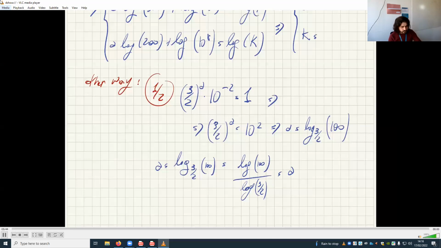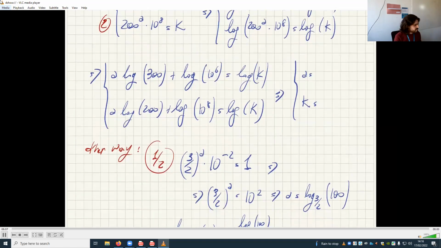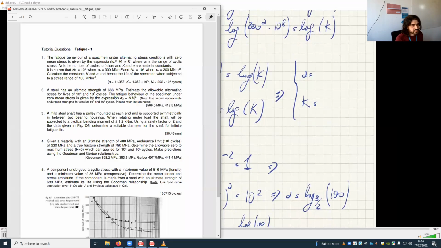Okay. Any questions? We have now found what power number is that next to the 3/2? A, just A. Very good. All right, that's it. We found A and K. Well, did we? Let's see that we found them. It's just a note of calculation. So A is 11.357. And K is 1.356 times 10 to the power of 34. Wow, it's a huge number.